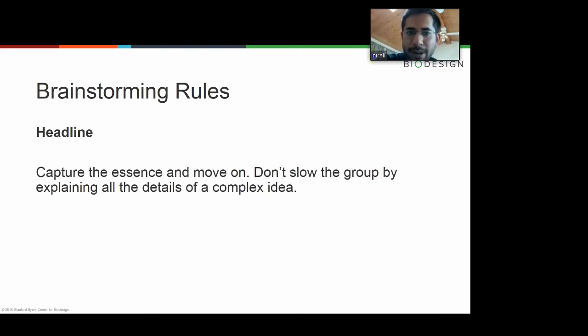You want a headline, so you want to capture the essence of the idea and then move on. You don't want lengthy speeches about your idea. You want to build off of everyone in the group, so you should be bouncing around the whole group, and not have one person talking continuously for more than 5 or 10 seconds.